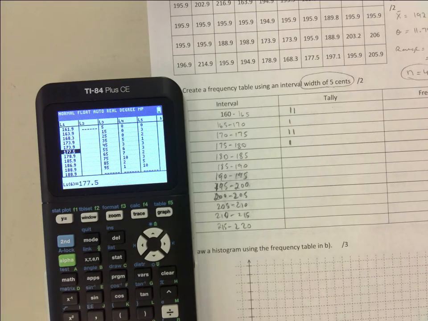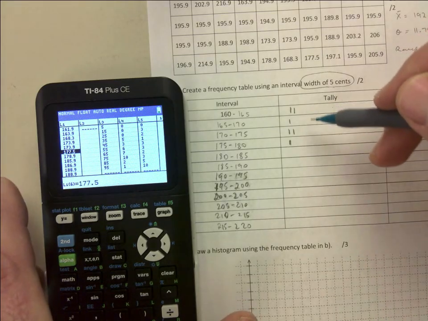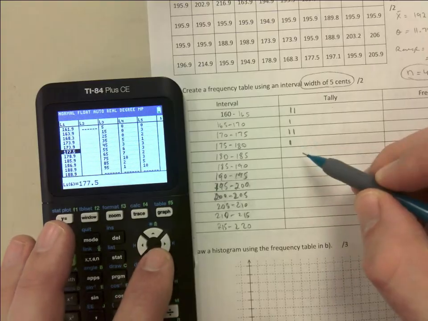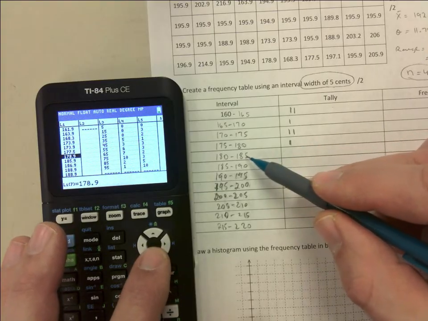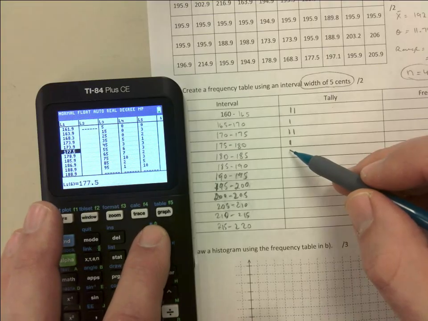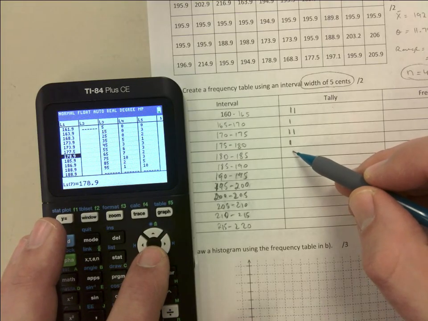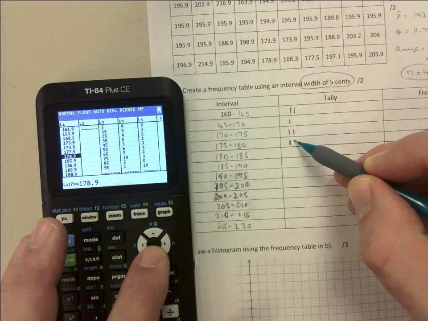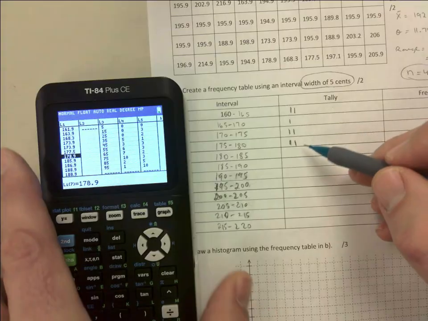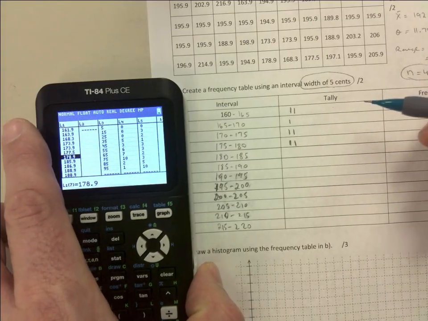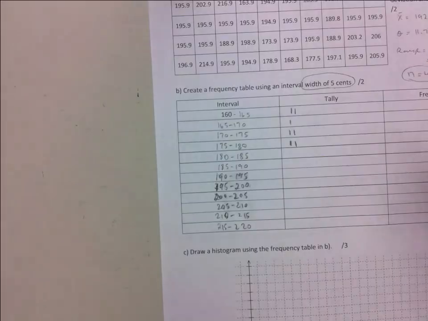Okay, got it. Anyway, so you basically fill in every interval with the appropriate number of values, right? 178.9 goes in here as well. So I will just show you the key at this point. And then you will check to make sure you got this right.